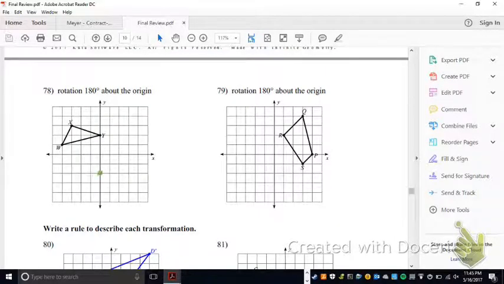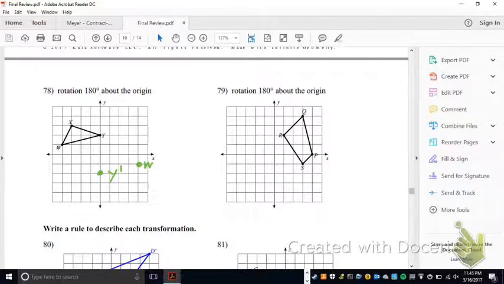78. So, getting so close. We know that the y angle needs to be from y to the origin to y prime, 180 degrees, because y is on the y-axis. Y prime must also be on the y-axis. So it goes from 2 up to 2 down. 2 all around.